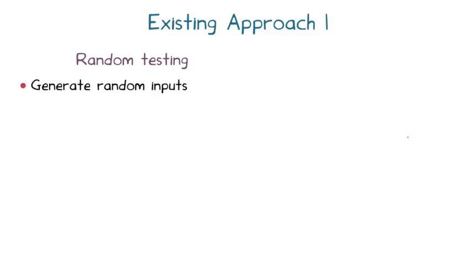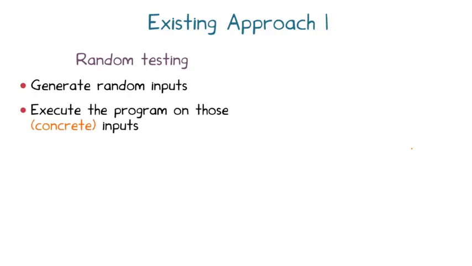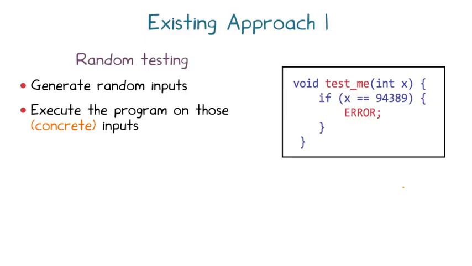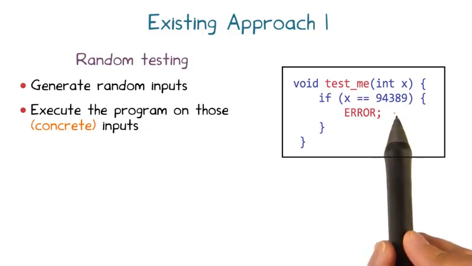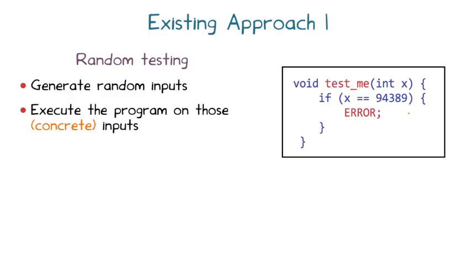To better motivate the dynamic symbolic execution approach, let's look at some existing approaches for automated test generation. First, we'll consider random testing, in which we generate random inputs and execute the program on these generated inputs. Let's look at the example program test.me, which takes an integer x, and if x equals 94389, it raises an error. Otherwise, the program exits normally.